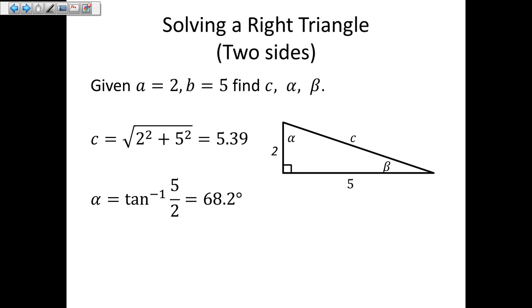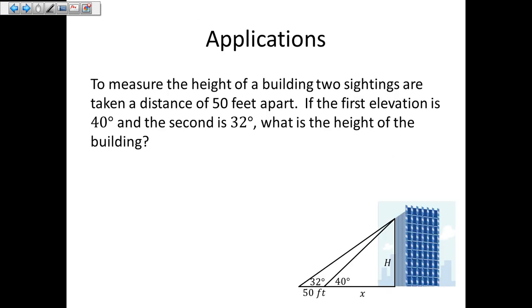Well, I don't need to work this hard to find beta. I'll just go 90 minus 68.2 in order to find beta, 21.8 degrees. Now when you're doing this in homework or on a test, please make sure that everything is very neatly labeled. Make sure that I can see that C equals 5.39, alpha equals 68.2, and beta equals 21.8. Okay, let's go ahead and take a look at an application.